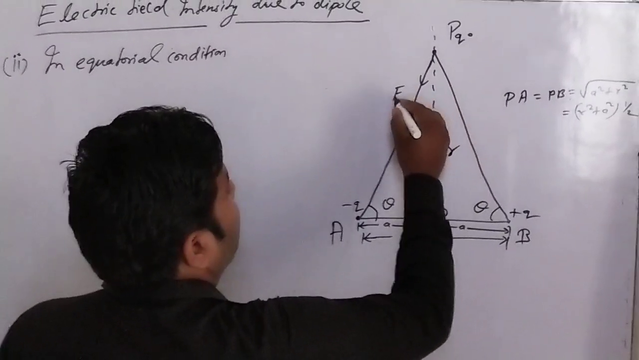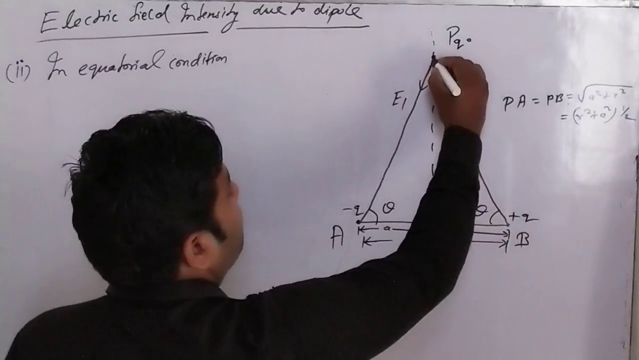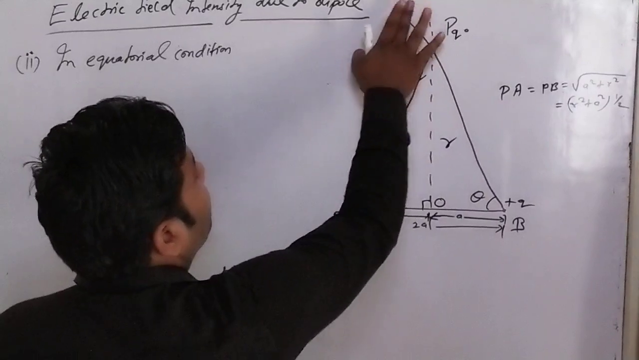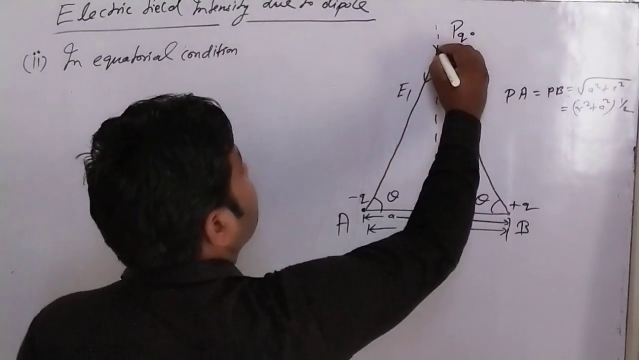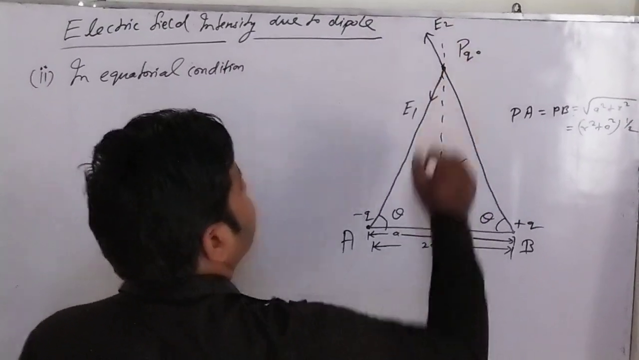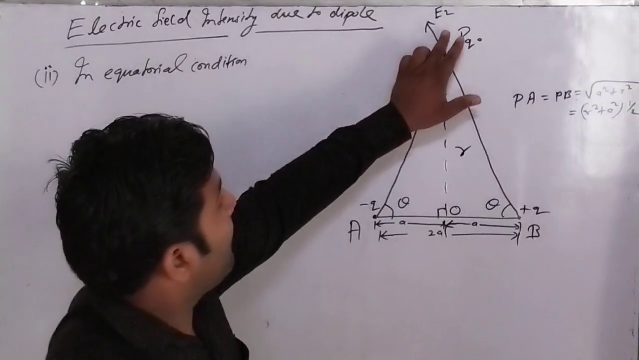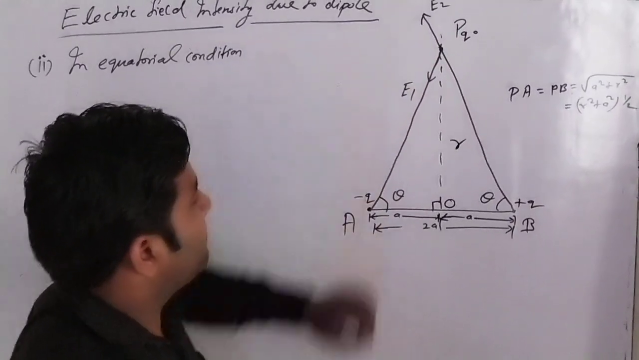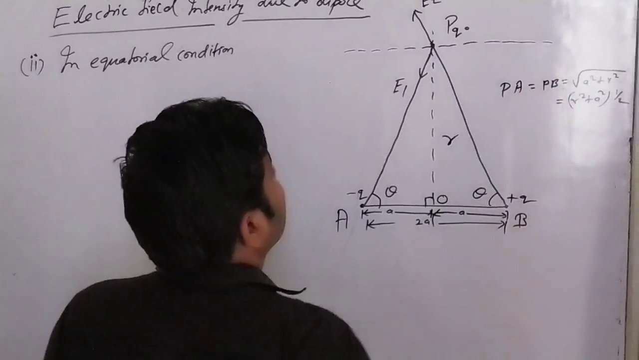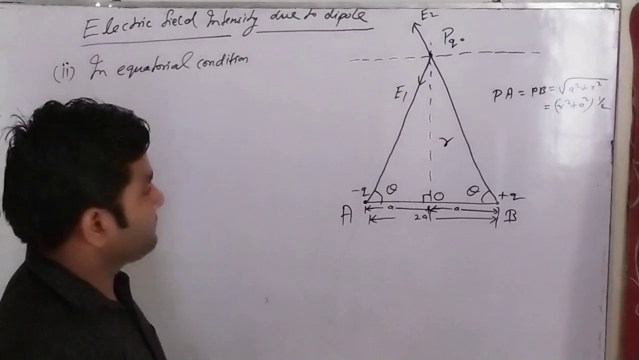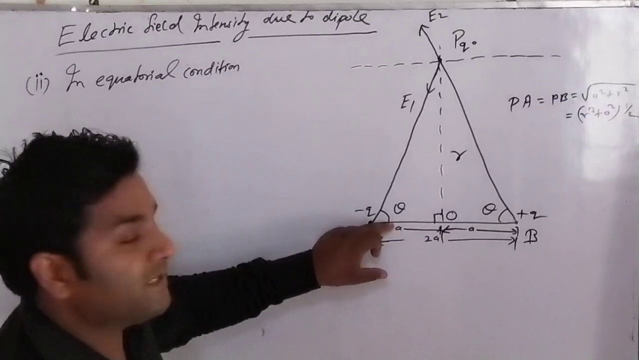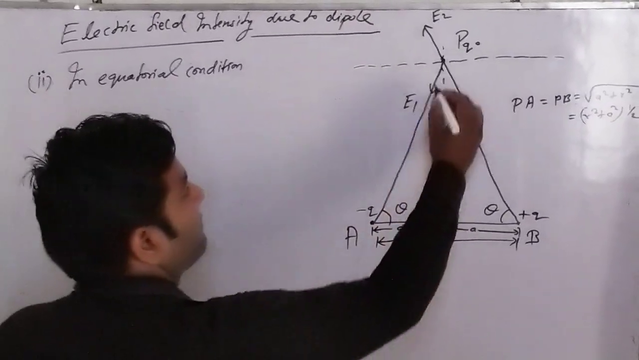This is the value of E1, and this is a positive q charge, which means repulsion along BP, that is, away from the dipole. This is E2. Now this is the E1 value, this is the E2 value, and when we resolve these E1 and E2 into horizontal components, the sine and cosine components, this is theta, so this one will also be theta by alternate interior angles.